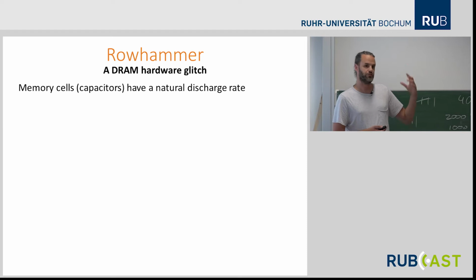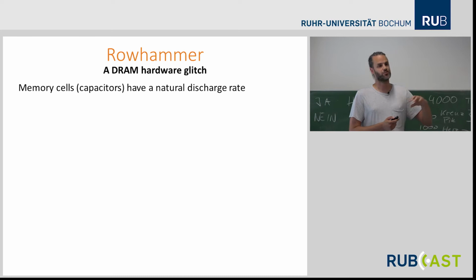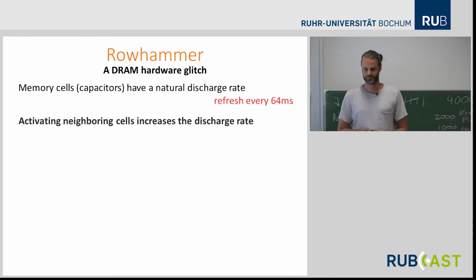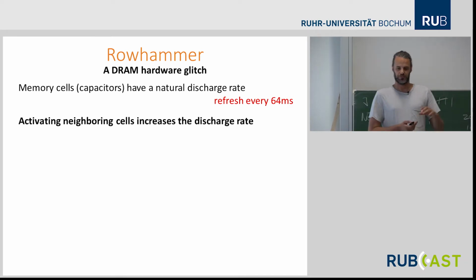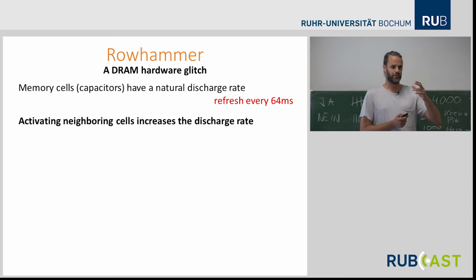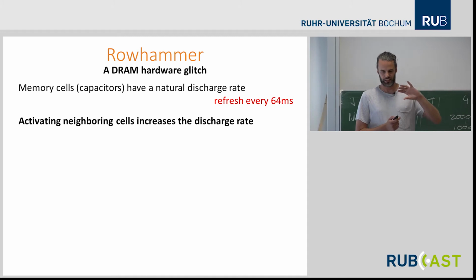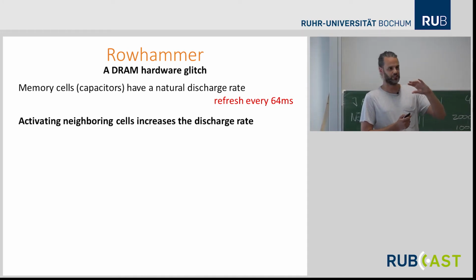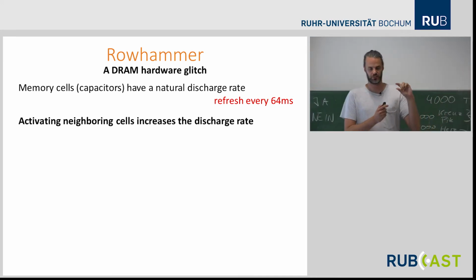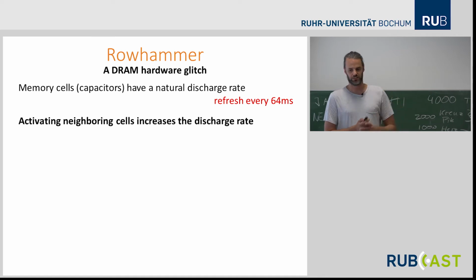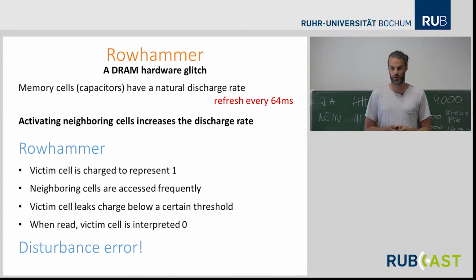During this refresh, the memory controller will essentially recharge the capacitor. Now, people found, not we, but other people found, that if you access cells very frequently, reading from them, you can increase the discharge rate of neighboring cells that are close by to the cells that you're accessing. You can use this to do Rowhammer.